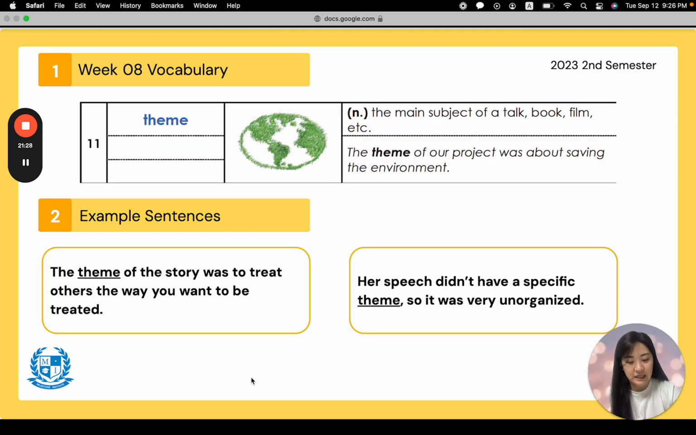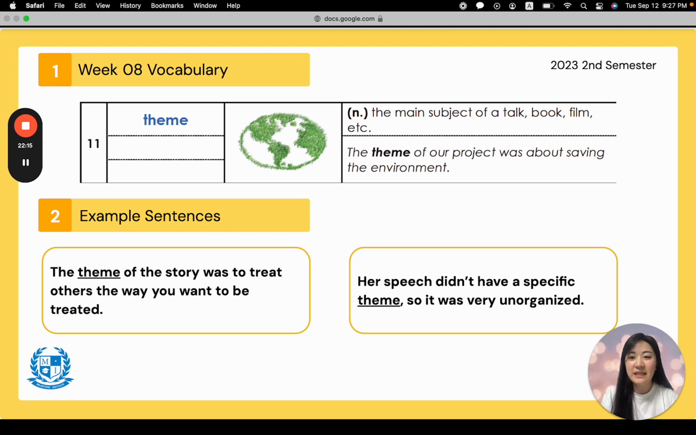Number 11. Everyone say theme. Theme. It is a noun and it means the main subject of a talk, book, film, etc. So what is a big picture around what's going on? The example sentence says, the theme of our project was about saving the environment, meaning everyone's project was about saving the environment. Maybe one person was talking about recycling. One person was talking about how to pick up trash at the beach. The whole theme, everyone, was about, the main subject was about saving the environment. Repeat after me. The theme of our project was about saving the environment.